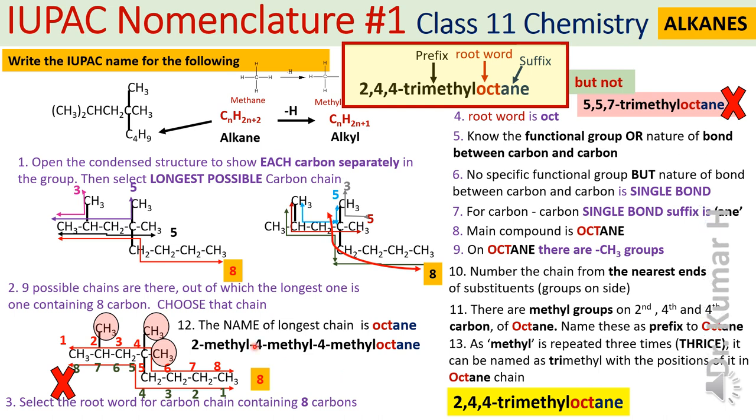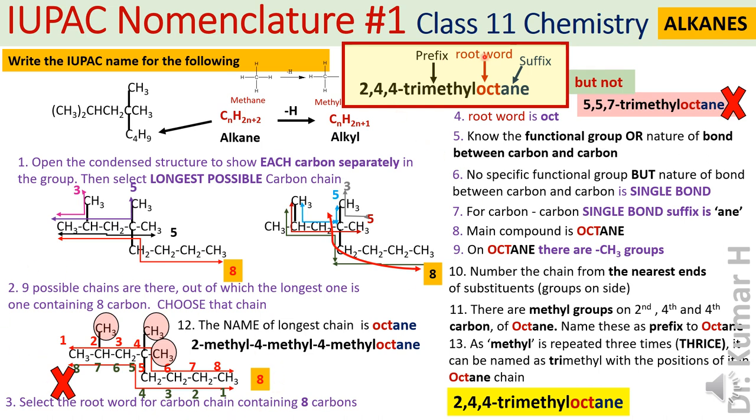Now after this, see this, there are 1, 2, 3 methyl groups, as methyl is repeated 3 times. So these can be rewritten as trimethyl: one methyl, another methyl is dimethyl, then this one is trimethyl. So the prefixes are to be written as trimethyl, with the positions written before that trimethyl. The actual name would be 2,4,4-trimethyl. As I told you, between numbers and the words there has to be a dash or hyphen. So take out those numbers and separate them by commas, 2,4,4, then a dash, trimethyl octane is the name of this compound.